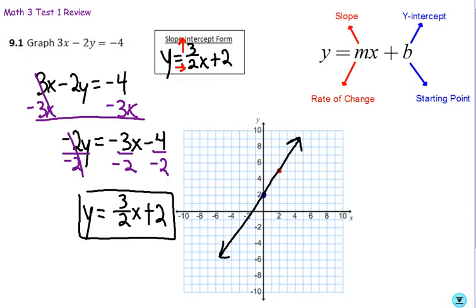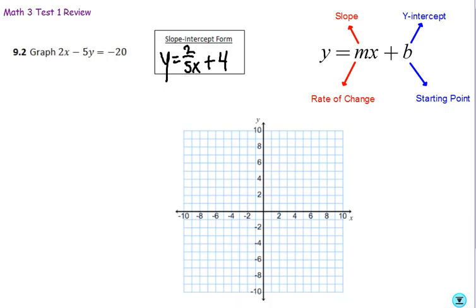Okay, just to check the work on those, you should have an equation of y equals 2/5 x plus 4, and should have graphed that one. And then y equals 4/3 x plus 3. All right, so that finishes number 9. You just got one question left.